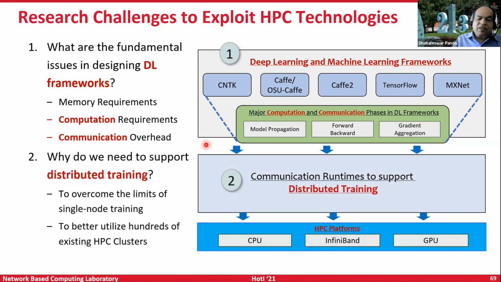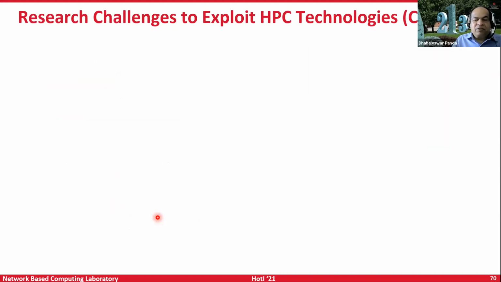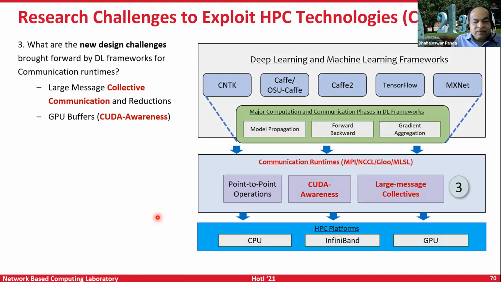So in order to support that, of course, we need the communication runtime. And here I talked about all the different CPUs, GPUs, TPUs, networks like InfiniBand and all. So the question is, in order to do distributed training, we need a very high performance and scalable communication runtime. If we can design such a thing, we'll be able to overcome the limits of single node training and then gradually scale to a large number of nodes. So that is the second direction, the research challenge.